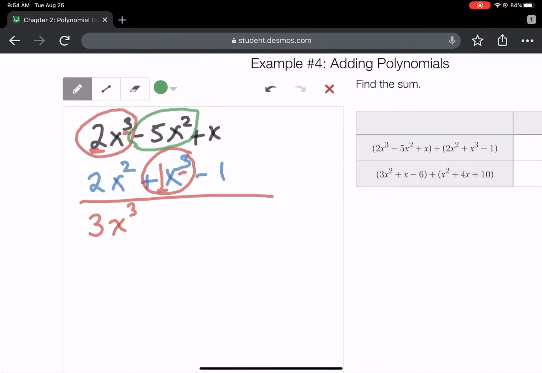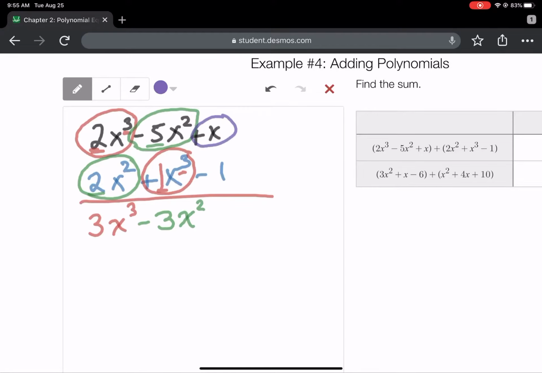I have negative 5x to the power of 2, and if I look on our second polynomial, I have another term that has x to the power of 2, so I can add those two together. So I have negative 5x to the power of 2, positive 2x to the power of 2. So remember, I only add the numbers in front. So negative 5 plus 2 gives me negative 3. And then I don't do anything with the x squared. I just bring it down, x to the power of 2.